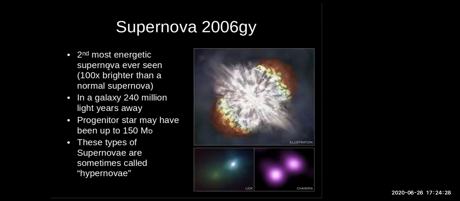It's the second most energetic supernova ever seen. It's 100 times brighter than a normal supernova. Now, supernovas are bright enough. This is 100 times brighter. It's in a galaxy 240 million light years away. You don't have to know that.